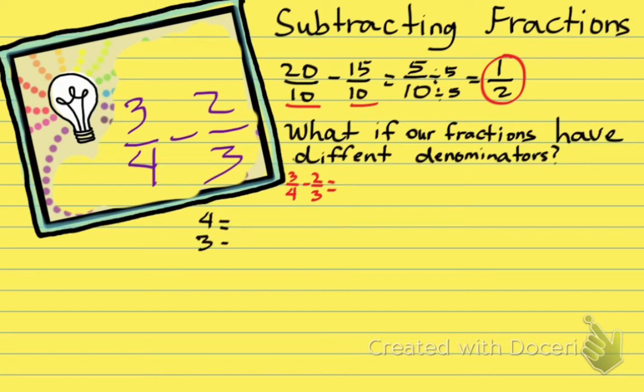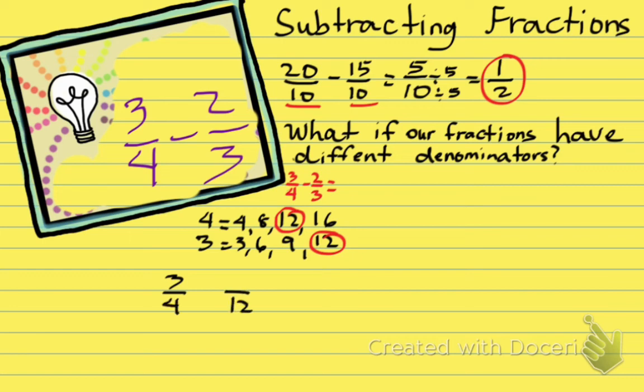All right, so we have 4, 8, 12, 16, and so on. For 3, 3, 6, 9, 12, and so on. And we have our common multiple. Our multiple is 12. All right, now 3/4, and our common multiple is 12.